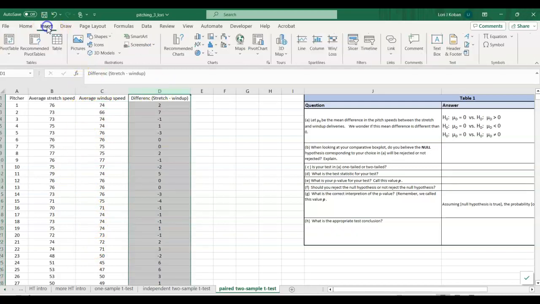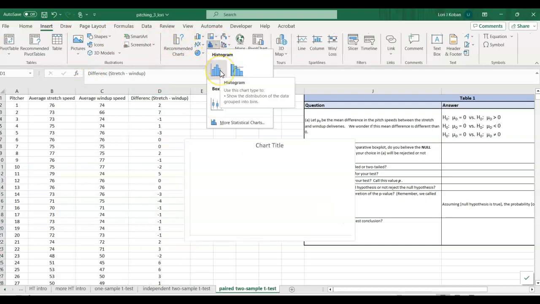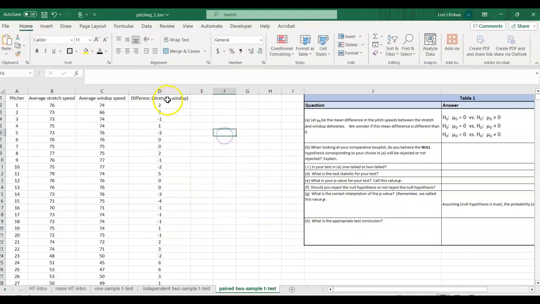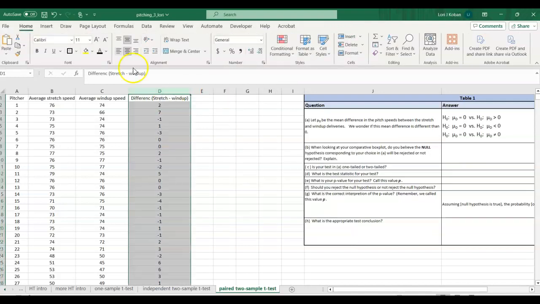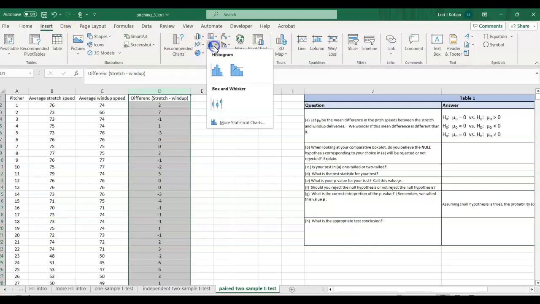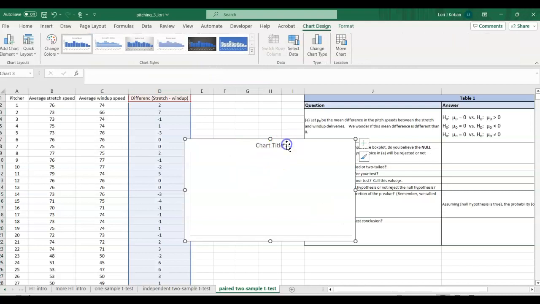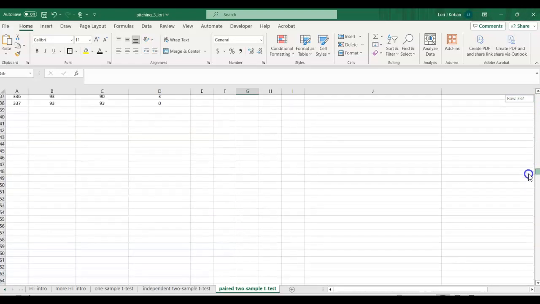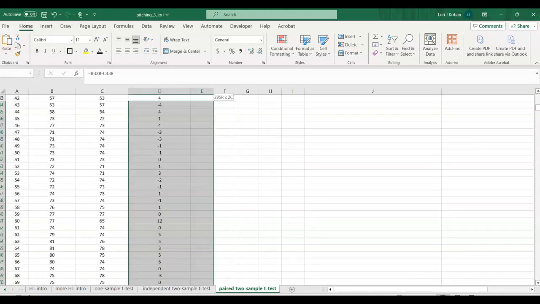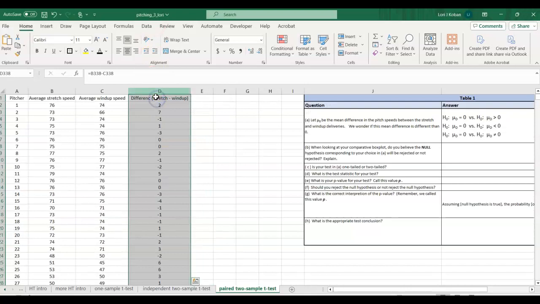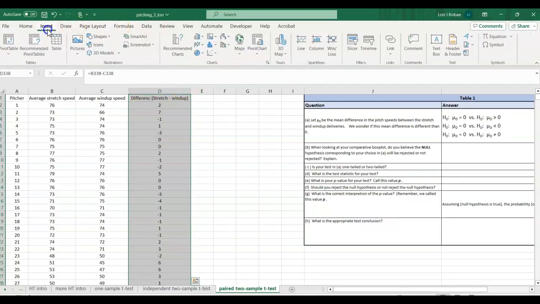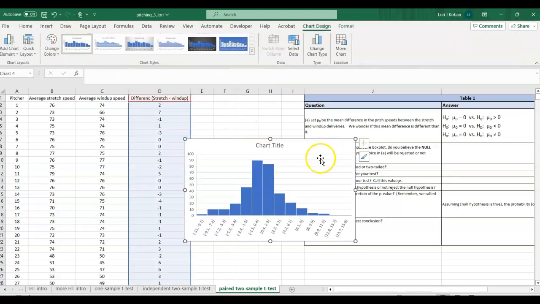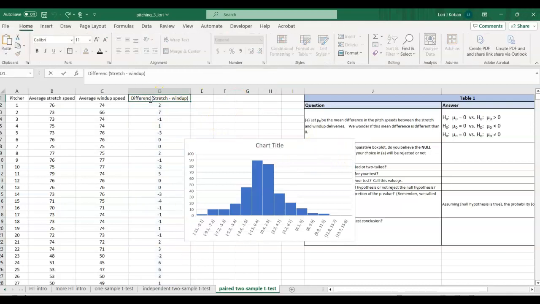Now let's make a histogram of this data. So let's include that. Let's insert. Oh, something's wrong. We'll come here. We're going to insert our graph. There we go. And I noticed that I spelled that wrong.